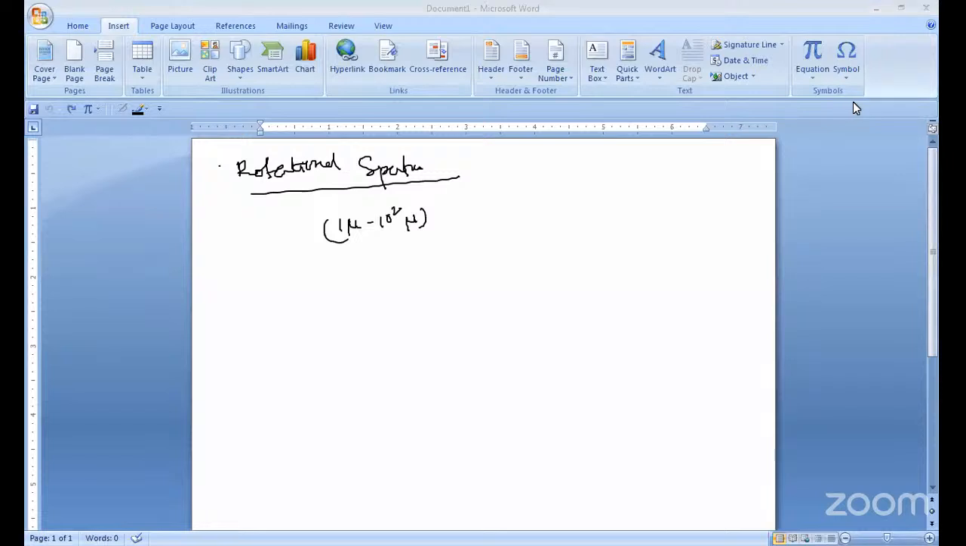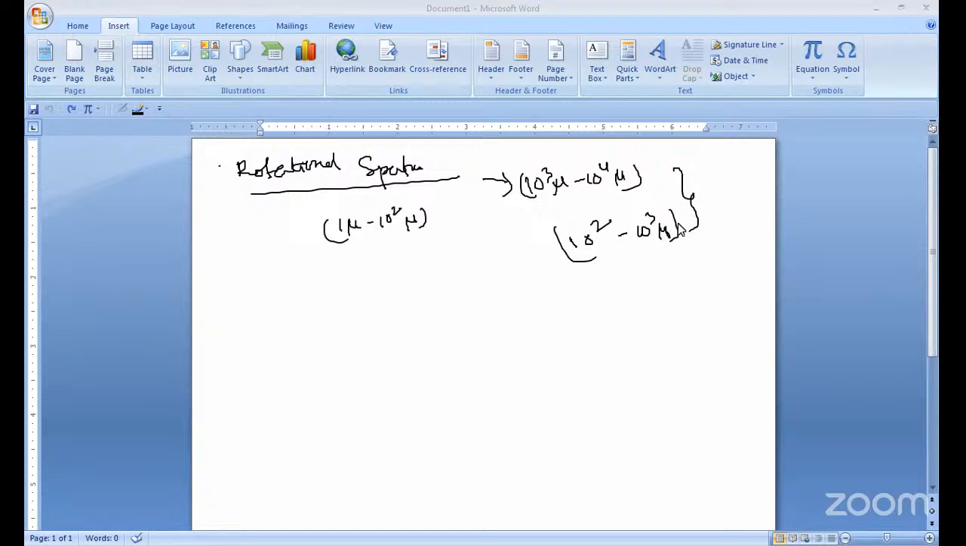So pure rotational spectra is seen now. This is for vibrational, and pure rotational spectra is seen in the range of what? 10 to the power of 3 micrometers to 10 to the power of 4 micrometers. So in the range of this, which we can call the microwave region. And also we can see it in the far infrared region, in the range of 10 to the power of 2 to 10 to the power of 3 micrometers. So in both these ranges, understand, this pure rotational spectra we can see.